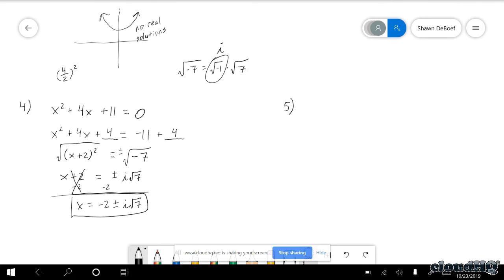Let's try another one. Oh, I don't want to do this one yet. I want to do this one. Looks fun, or maybe not. What is not as nice about this particular example?